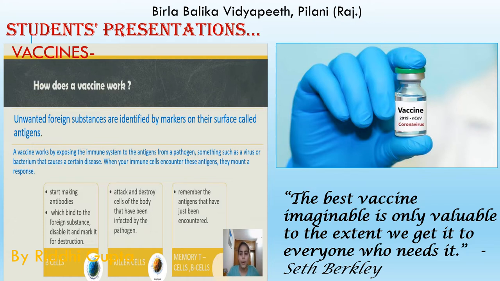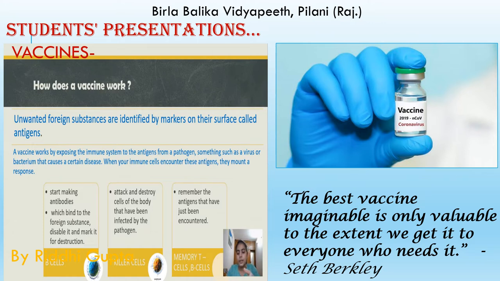One cell type called B cells starts making antibodies, which bind to the foreign substance, disable it and mark it for destruction. Other immune cells called T killer cells attack and destroy cells of the body that have been infected by the pathogen. At the same time, the body also produces long-lived types of white blood cells called memory T and memory B cells that remember the antigens that have just been encountered.